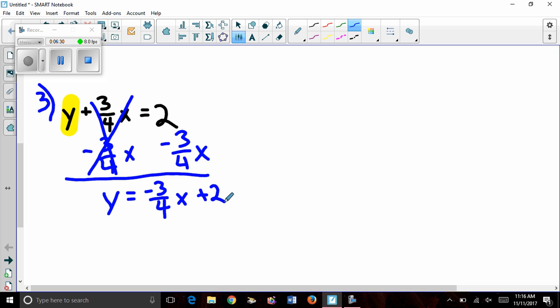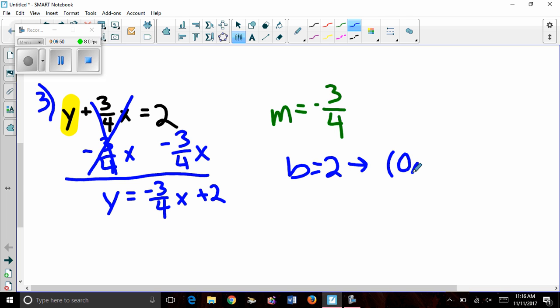We are once again in slope-intercept form. We could say that our slope equals negative 3 over 4. My y-intercept, my b, is 2. So I would start by graphing the point 0, 2.